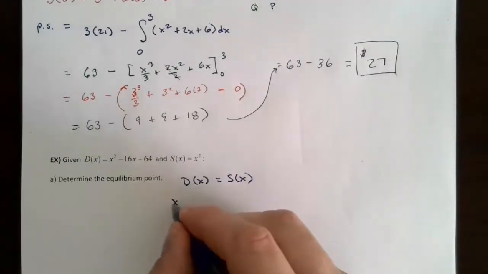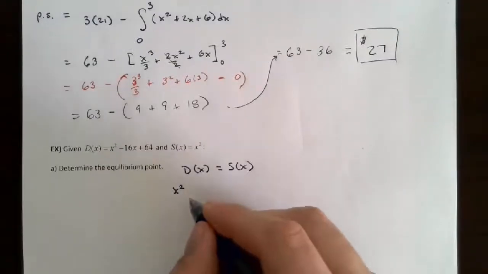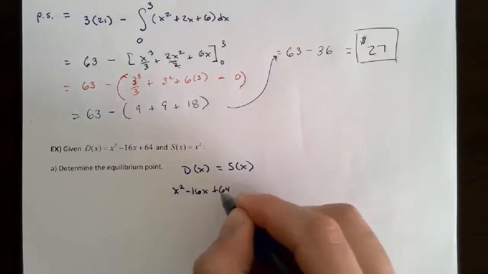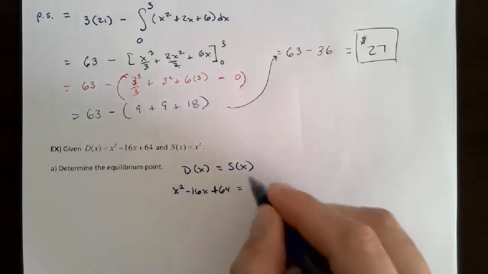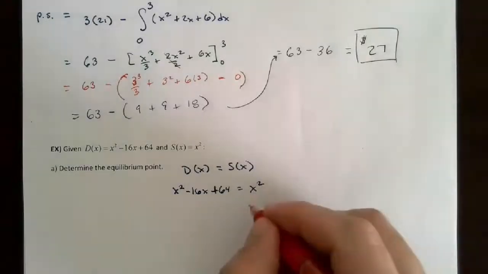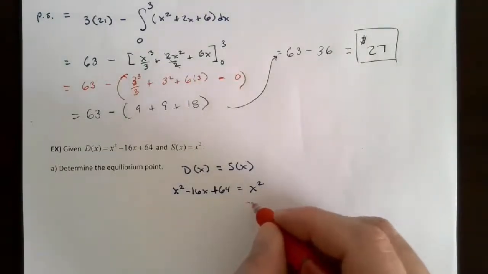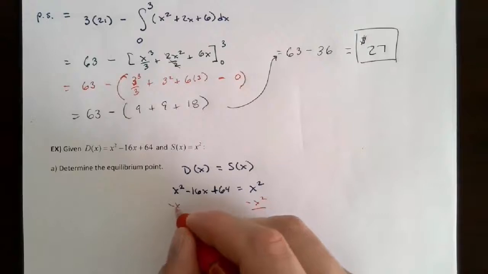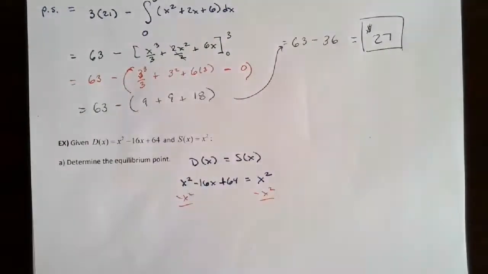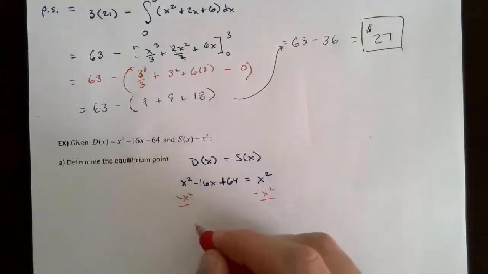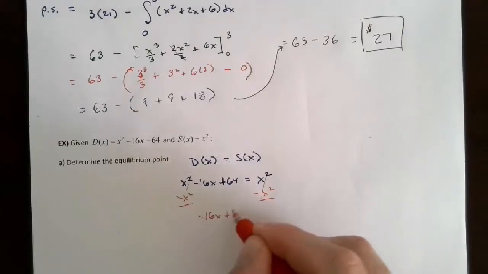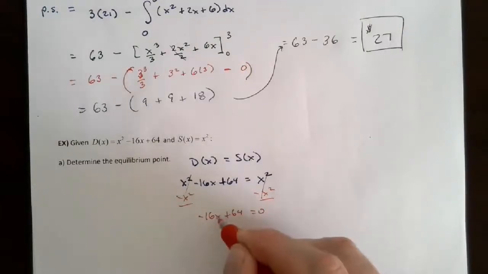Well, d of x, we have x squared minus 16x plus 64 is equal to s of x, which equals x squared. And then we'll solve this. I'll subtract x squared from each side. Usually you want to get the terms all on one side when you're solving a quadratic, and 0 on the other. In this case, the x squareds cancel. We have minus 16x plus 64 equals 0.